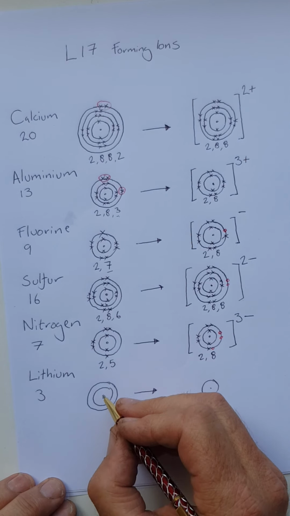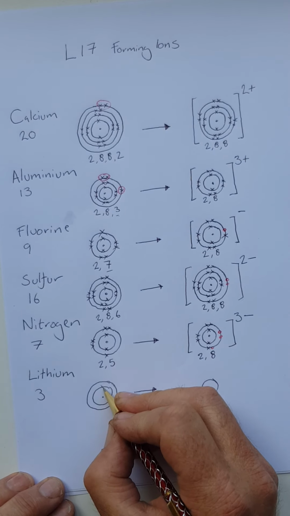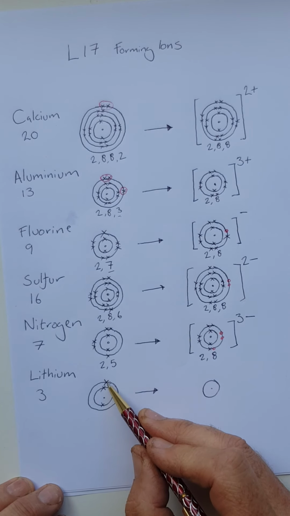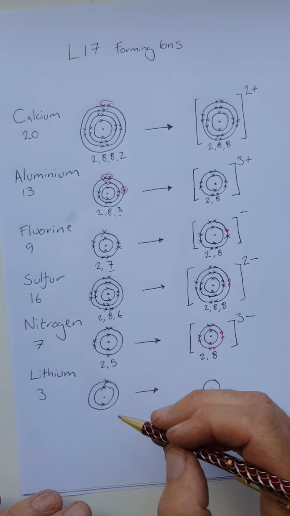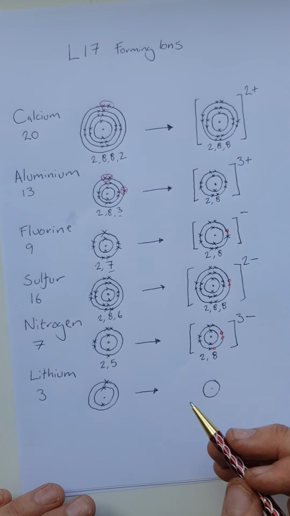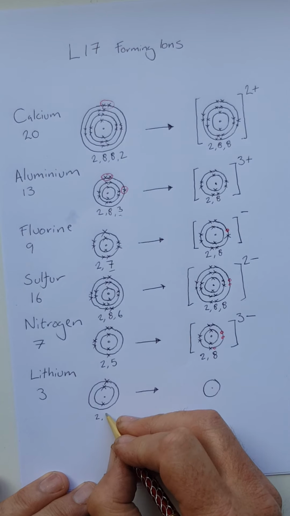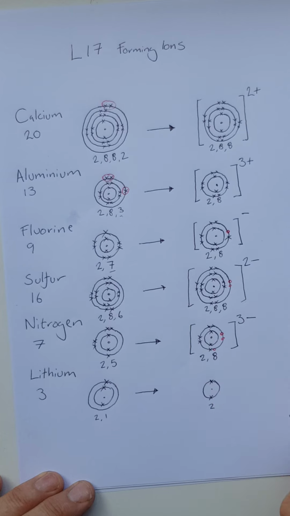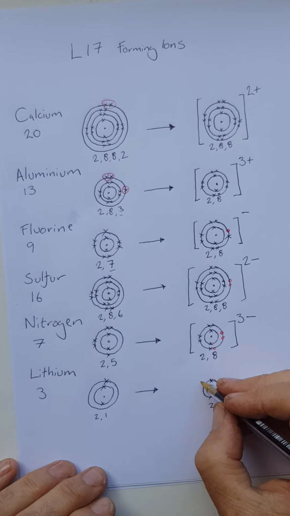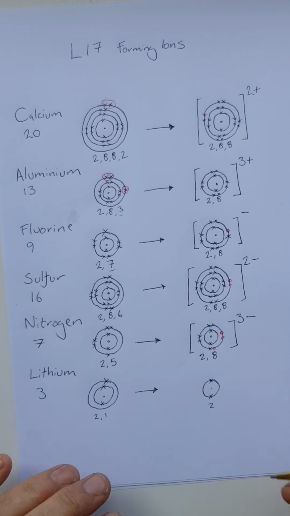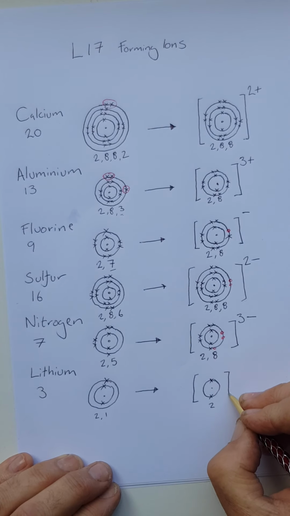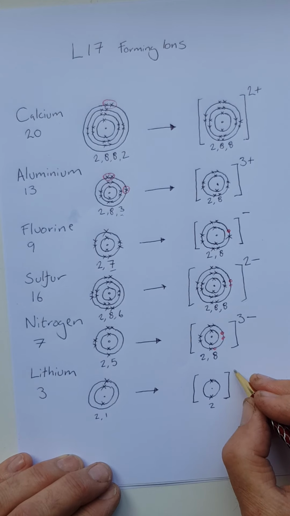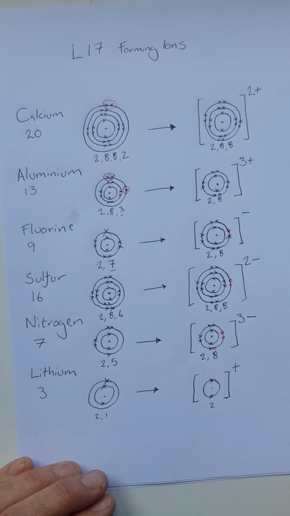Okay, final last one, lithium: 1, 2, 3. It's in group 1 because there's 1 electron in the outer shell. It's not going to gain 7 electrons, but it quite happily loses 1 electron, so it goes from 2, 1 to a 2. That's the electron configuration for helium. Draw my brackets around the outside because the protons and electrons aren't the same number anymore, and so it's lost an electron, so it's a +1.